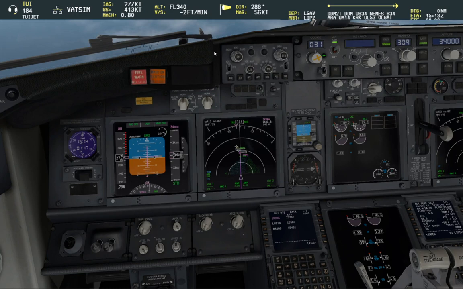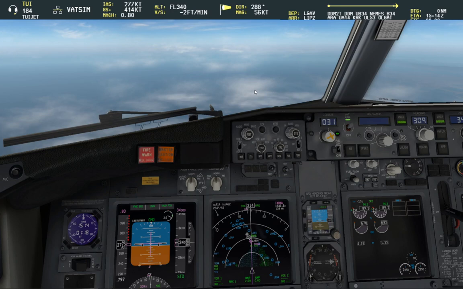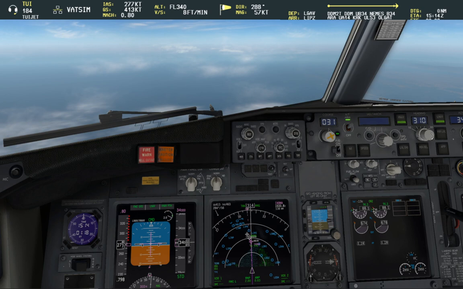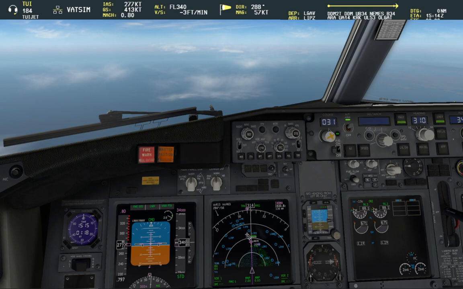Sibirian 229 contact Padova on 125.470. Contact control 125.470, Sibirian 229, thank you. Jet 2 Mike Charlie, Padova on 125.470. Let's repeat the frequency again for 2 Mike Charlie. Mike Charlie 124.470. 124.470, Jet 2 Mike Charlie.